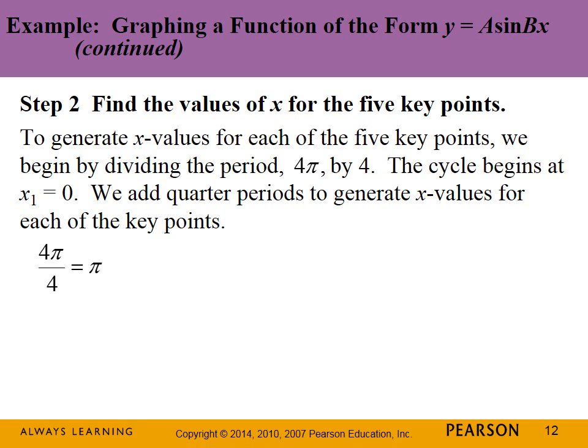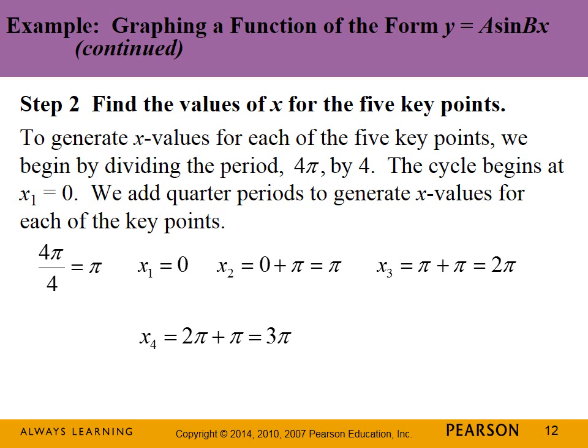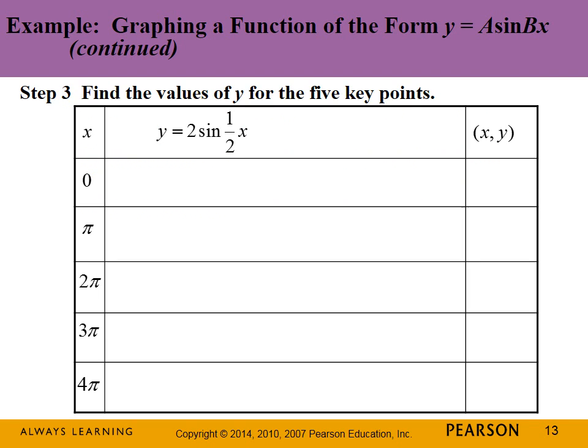So the period divided by 4 comes out to pi, and so that means the 5 x values that we're going to use in the table are 0, 0 plus pi, which is pi, add pi again, you get 2 pi, add pi again, you get 3 pi, add pi again, you get 4 pi. So our 5 values are 0, pi, 2 pi, 3 pi, and 4 pi. So now we're going to evaluate the function at those 5 x values.